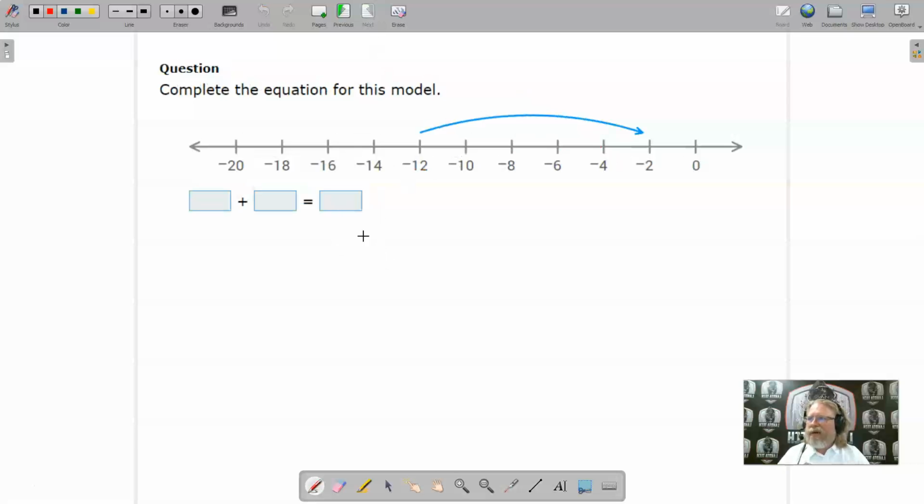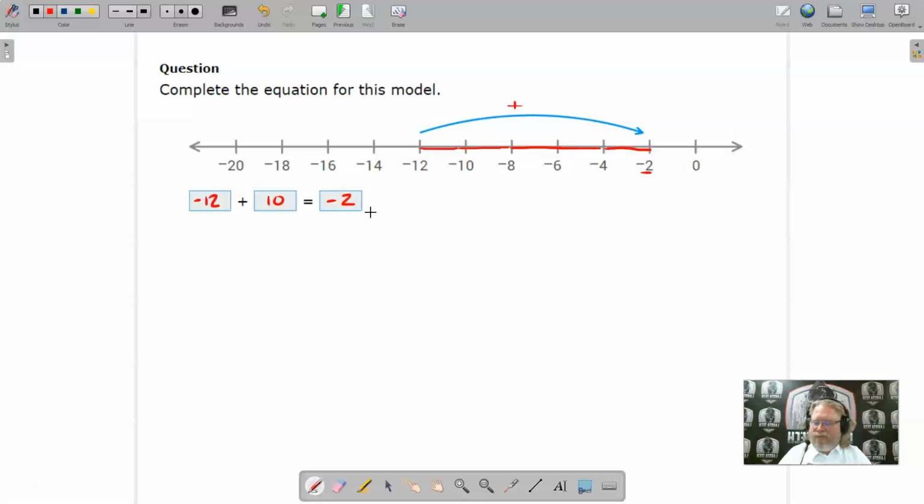And for our final question here, we're starting at negative 12. And it is going to the right, so it's a positive number, right? So this is going to be a positive number here. And indeed, it looks like they're counting by twos again. So it's 2, 4, 6, 8, 10. We went 10 spaces, so we added 10 to it. And we're landing at negative 2.